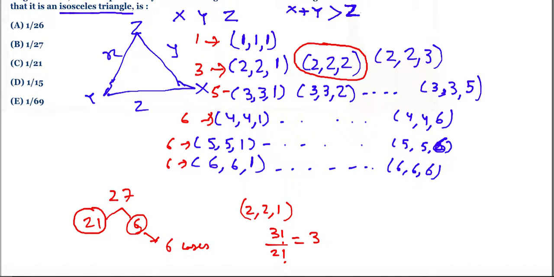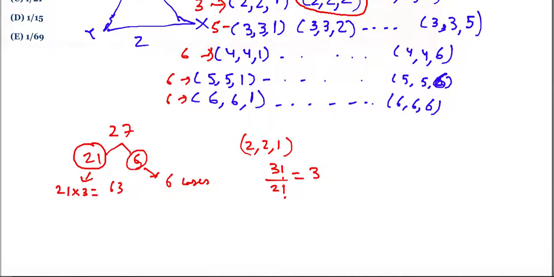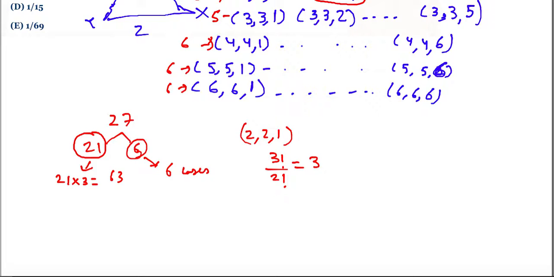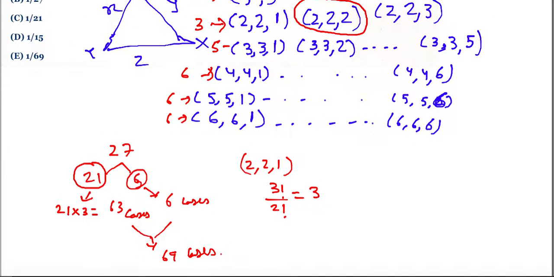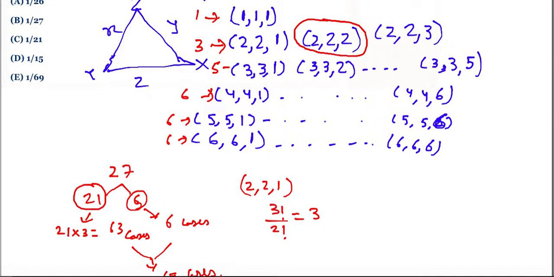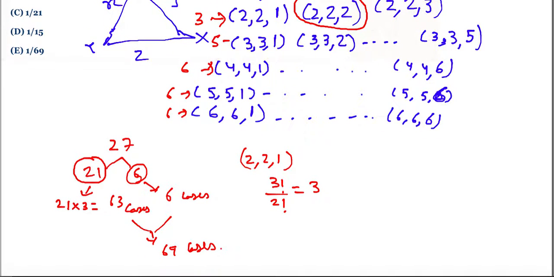And how many such isosceles triangles do we have? 21, right? So the number of arrangements for these 21 isosceles triangles is 21 into 3, which is 63, right? Now, in total, we have 63 cases plus the 6, so in total we have 69 cases. So we have 69 triangles to consider from. This is our exhaustive list.